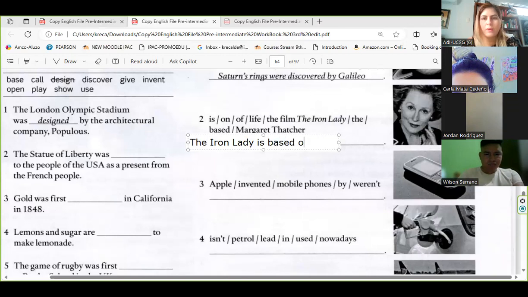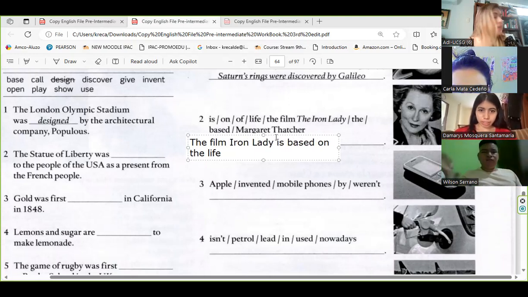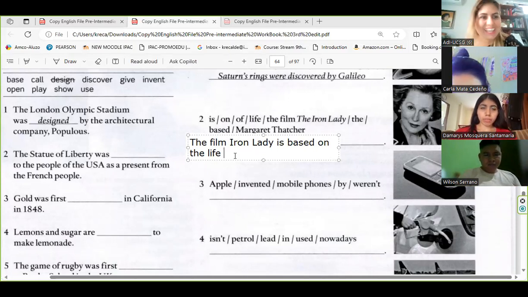The film The Iron Lady is based on the life of Margaret Thatcher. Claro, porque incluso the film no está con mayúscula, por eso no le puse the film.